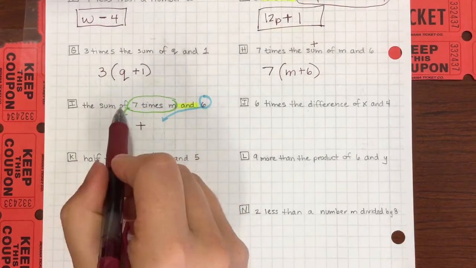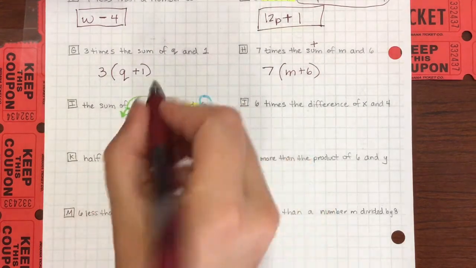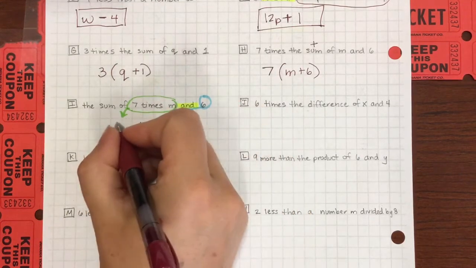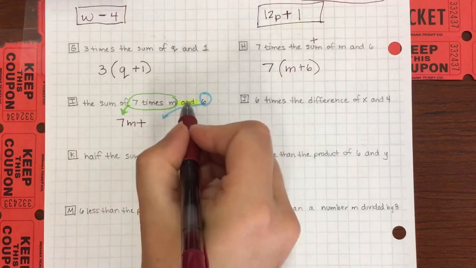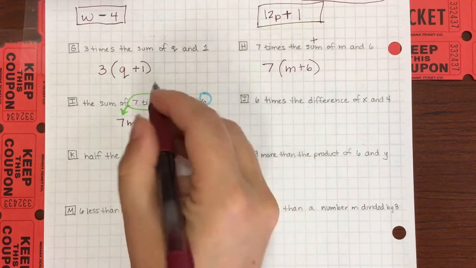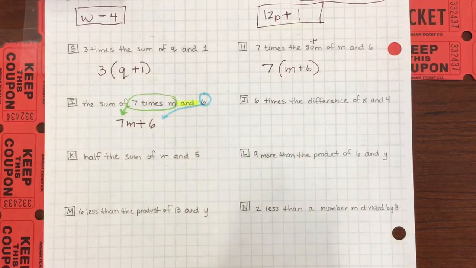The sum of 7 times M. Well, how do we write 7 times M? That's multiplication, and you just go 7M. So 7M, and now it's going to tell us what goes on the back side of the addition sign, and 6. There we go.